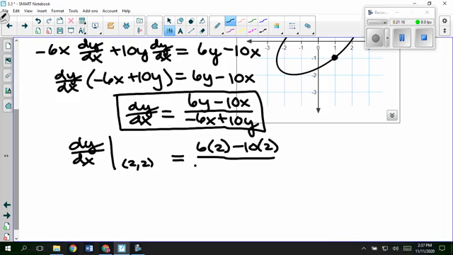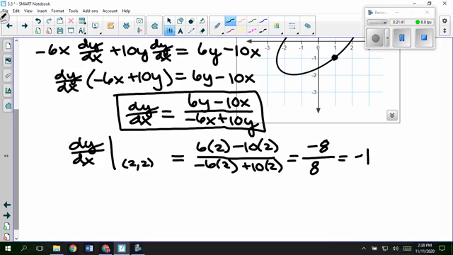Certainly you could do some of this in your head. We're taking notes and watching the video, so I'm going to make sure that everyone's got at least a visual written. And we've got 12 minus 20, so we have a negative 8 on top, and we have negative 12 plus 20, so I have a positive 8 on the bottom, which gives me a slope of negative 1.